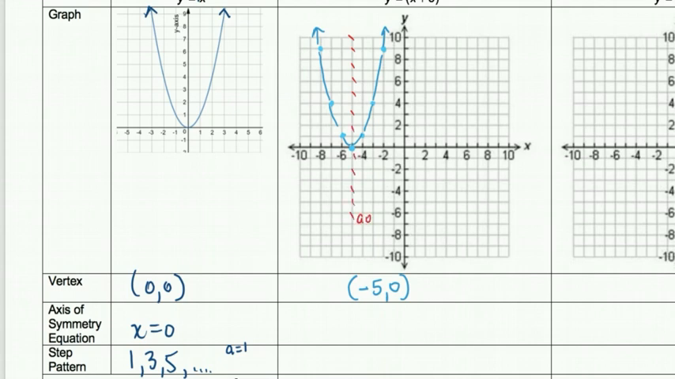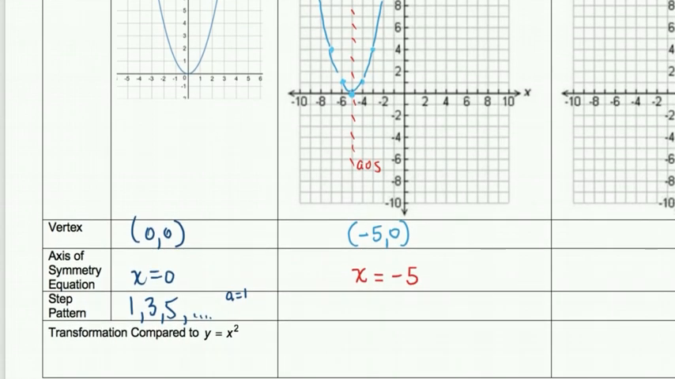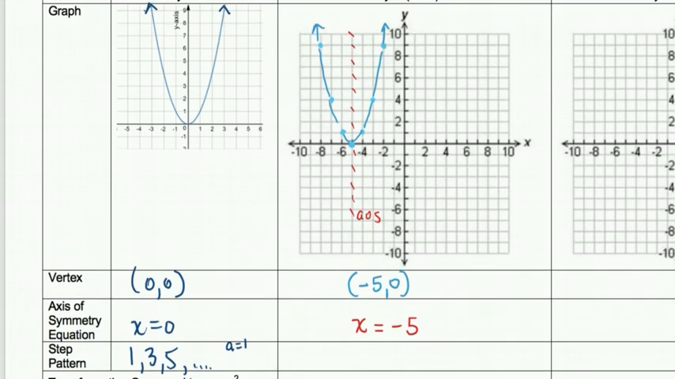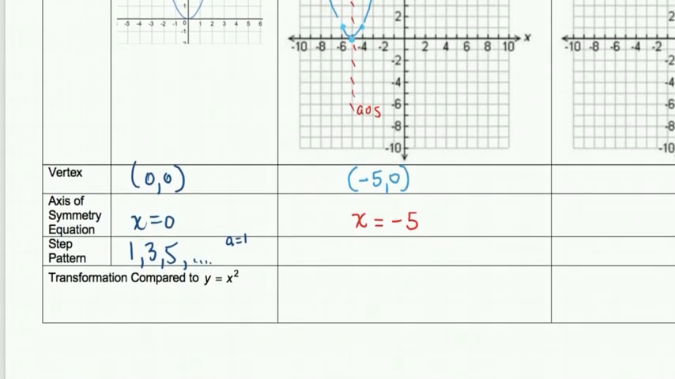Okay. So the axis of symmetry will also shift. So always look at the x value of your vertex. That is what your axis of symmetry equation will be. Okay, and then again, our A value, which is right here, right? So that number that's sitting right out in front of the x squared is 1. There's no value there. There's no negative there. So the step pattern is still the same.